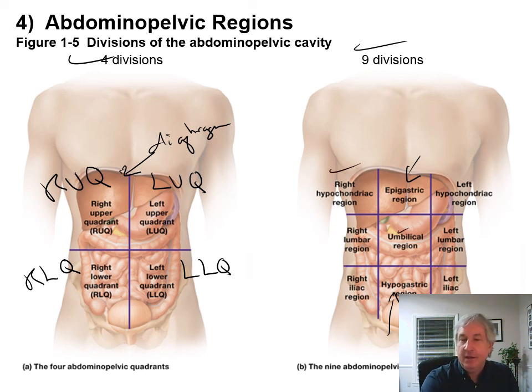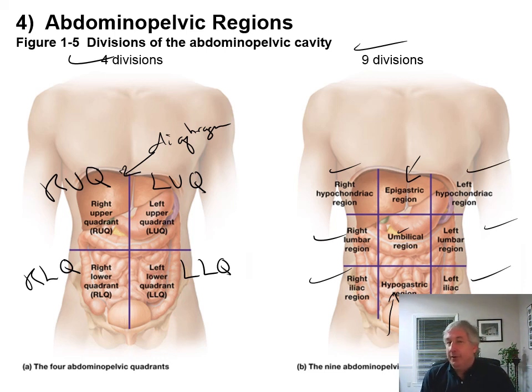Then you have the right hypochondriac region, hypo meaning below, chond meaning ribs, so that's just below the ribs. Then the right lumbar region, which is the lower portion of the back, and the right iliac region. The ilium is one of the pelvic bones, the upper pelvic bone that you can feel on your hip, right on the side there. The same thing on the left: left hypochondriac, left lumbar, and left iliac region. Those are pretty easy to remember. You can go through those pretty quickly yourself.